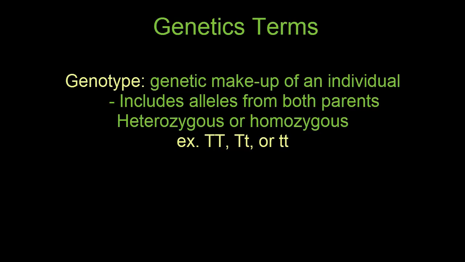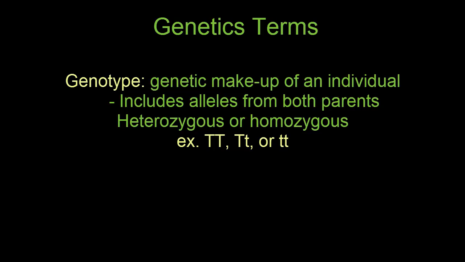Now, the last few terms I want to discuss, one is genotype, and that is the actual genetic makeup of an individual. What alleles do you have? It includes the alleles from both parents. This is where you can be heterozygous or homozygous. So your genotype can either be big T big T, big T little t, or little t little t.